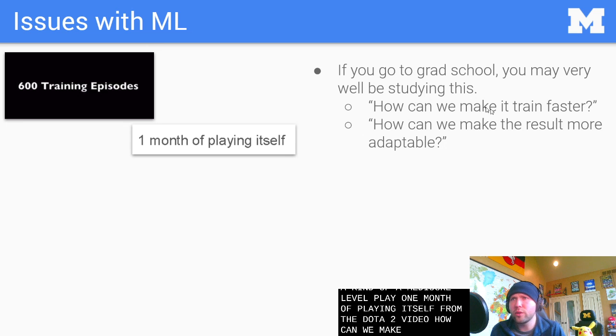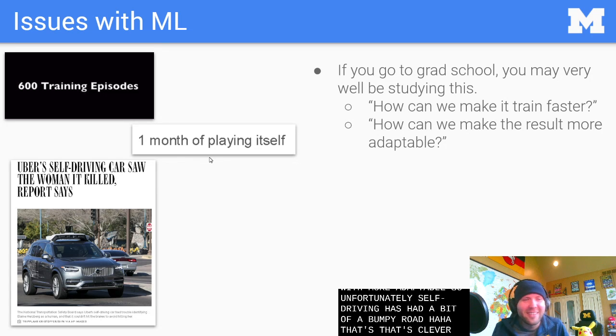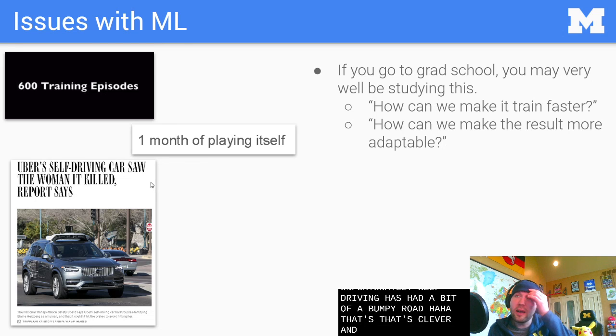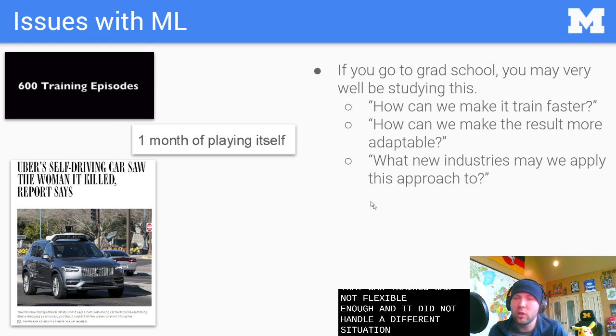How can we make the results that we do end up with more adaptable? Unfortunately, self-driving has had a bit of a bumpy road. Uber had one of their self-driving bots in Arizona accidentally kill a lady who was crossing the street at night. That was an instance where the machine learning model that was trained was not flexible enough, and it did not handle a different situation properly.